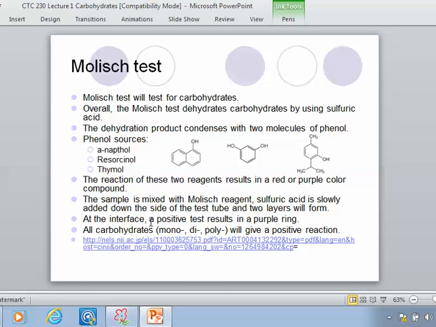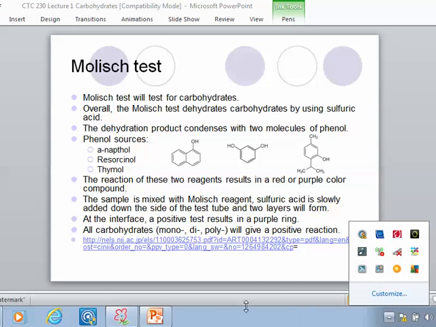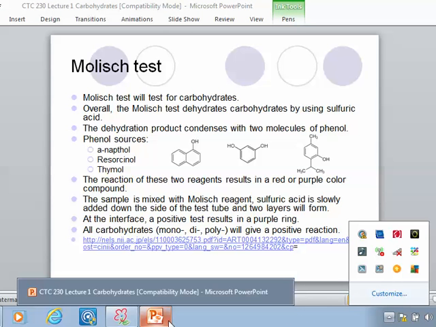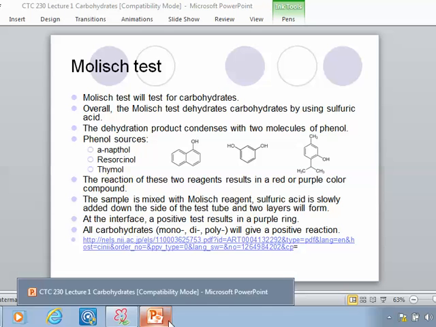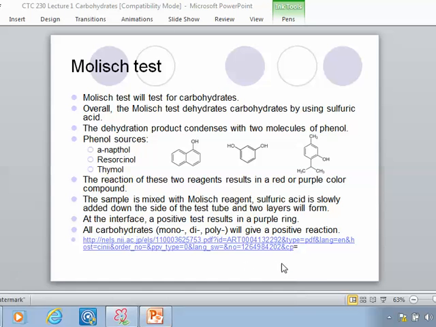So that's the story with the qualitative tests. I hope you have fun with them, and hopefully you can pick out the carbohydrate that we've given you. We don't pull any tricks, nothing up our sleeve, but it's there.